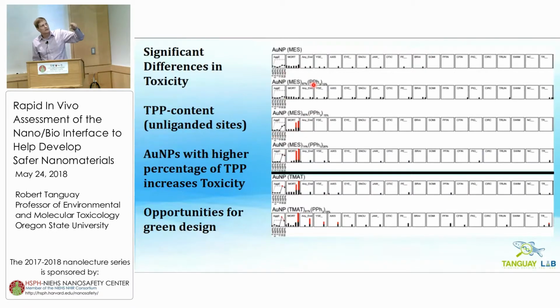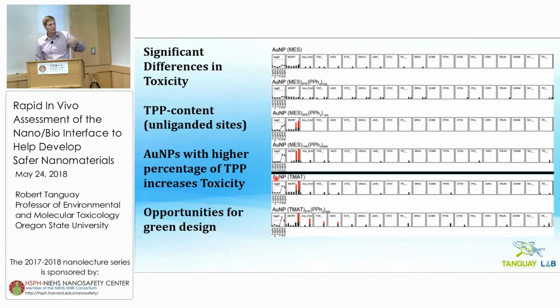So as you increase the phosphine percentage, the toxicity goes up. That occurs whether it's an MES or if it's a TMAT. So it's the defect itself that is driving the change in the biological activity. So there are some practical considerations there. If you're going to make a material, and this is going to apply to other materials, you need to get your functionalization to completion.